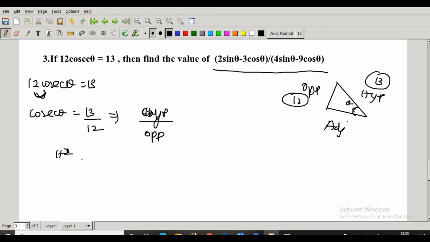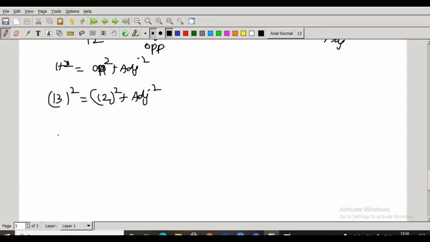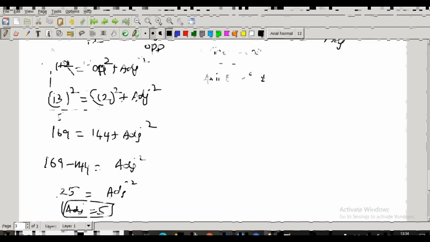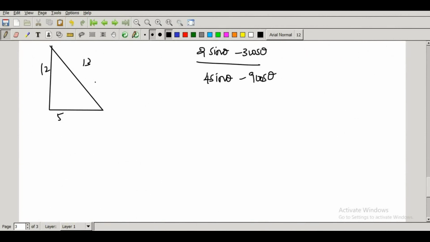Now I'm going to find the length of the adjacent side by using Pythagoras theorem. Hypotenuse square is equal to opposite square plus adjacent square. So 13 square, which is 169, is equal to 12 square, which is 144, plus adjacent square. So 169 minus 144 equals adjacent square. This is simply 25. Taking square root on both sides, the adjacent side is 5. So now we have the values of the sides of this right angle triangle.